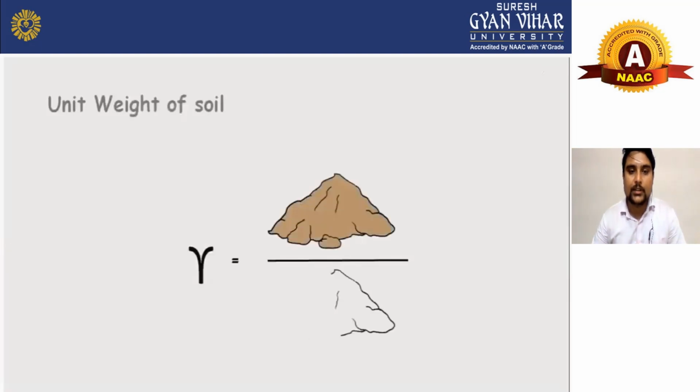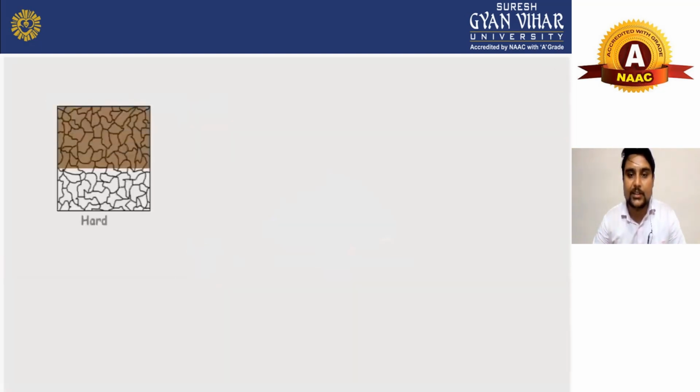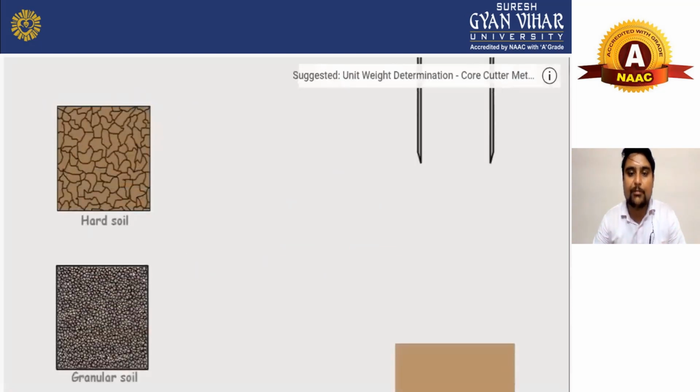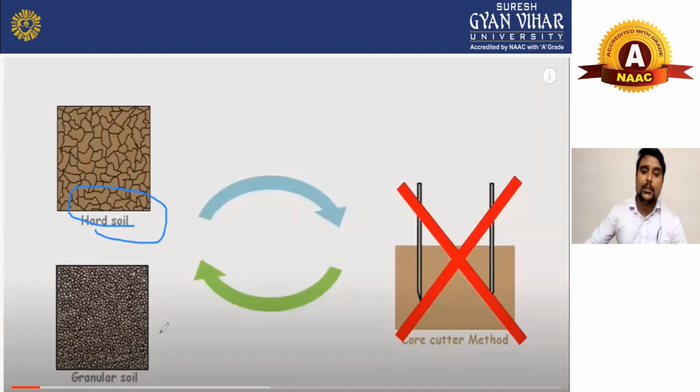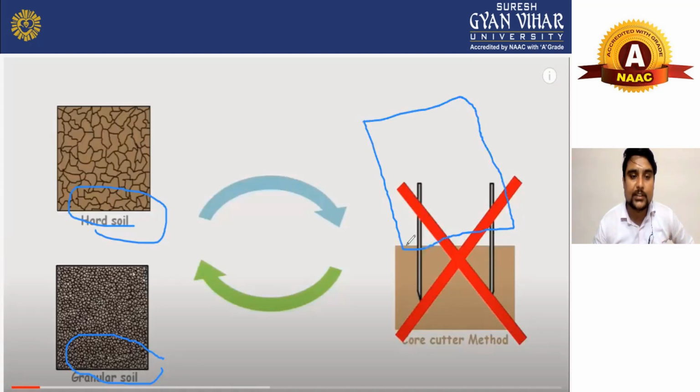In this video, you will see the weight of soil determined by the sand replacement method. As you can see here, there are two types of soil. One is hardened soil, and the second is granular soil. These are the soils whose density we need to find using the sand replacement method. Here we cannot use the core cutter method, because in the core cutter method your soil should be stuck in the core cutter, but here your soil cannot be stuck because it is hardened soil and granular soil. It acts like sand and will not stick.